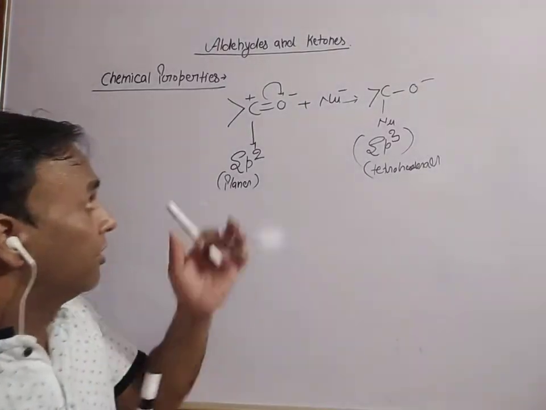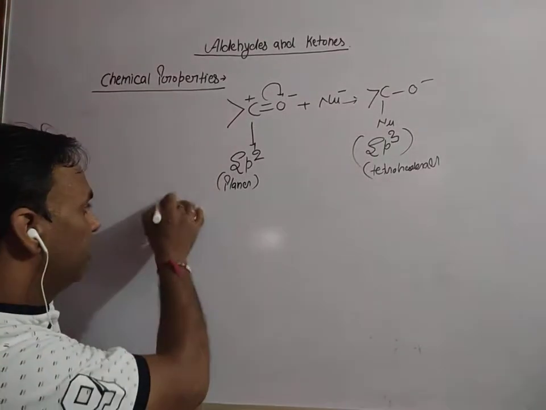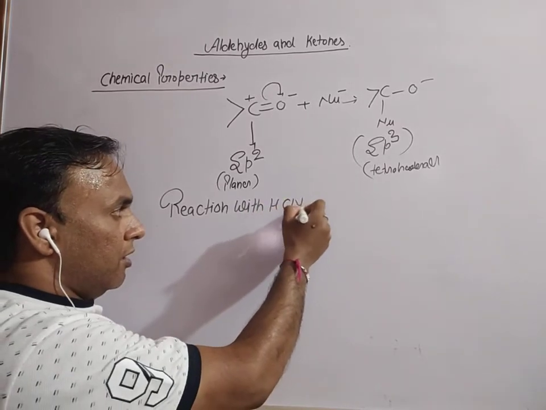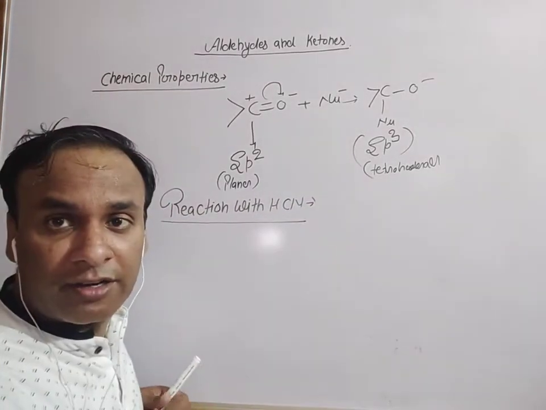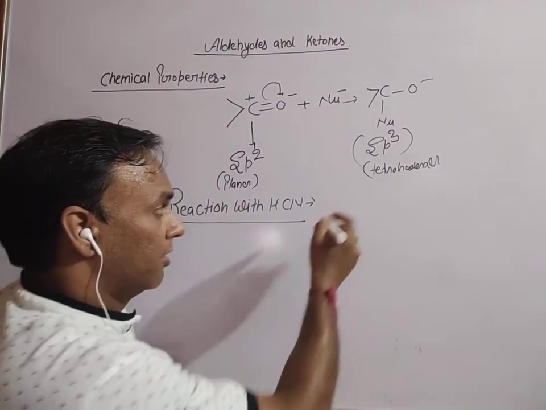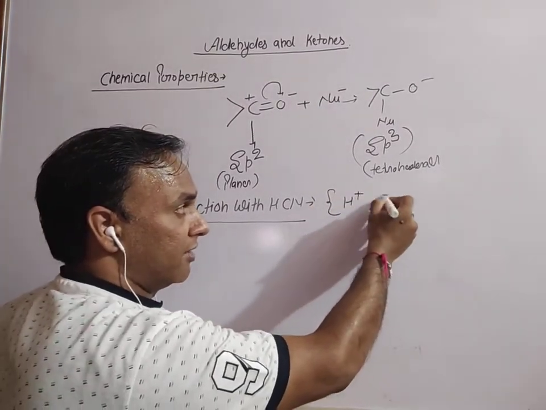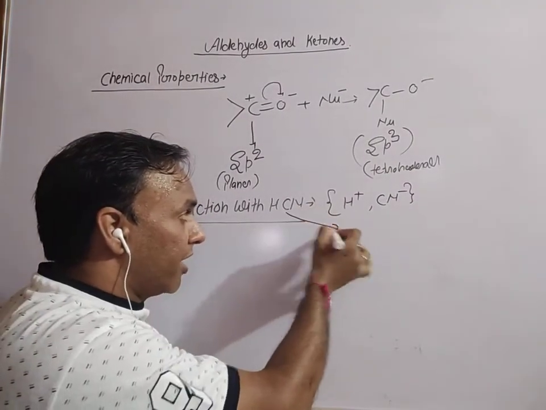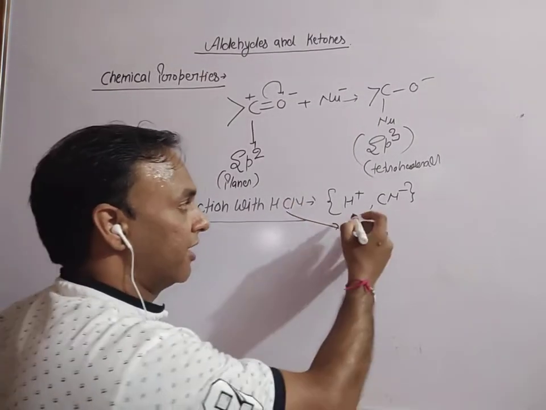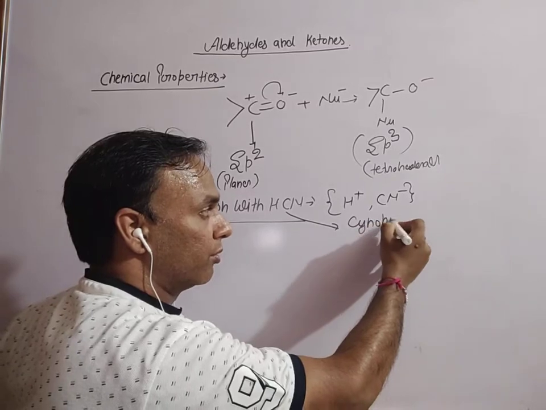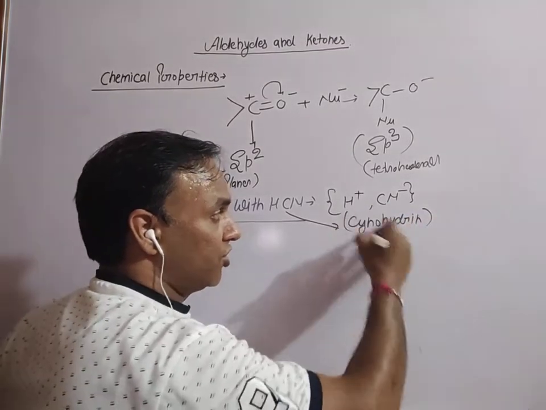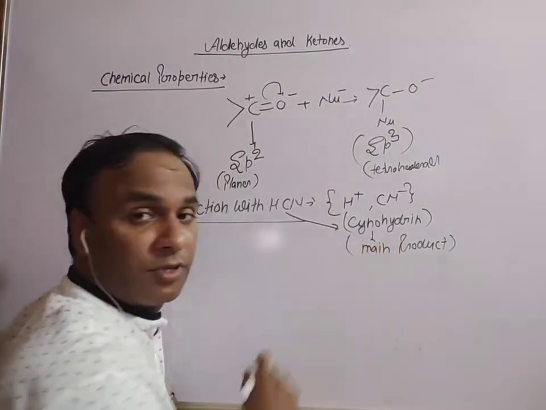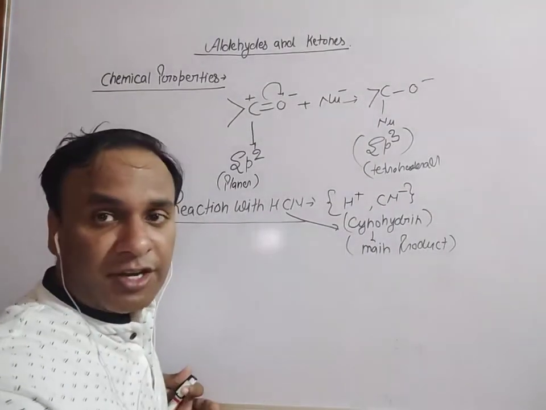The next reaction is the reaction with hydrogen cyanide, and we know that hydrogen cyanide dissociates into H plus and CN minus. Clear? Whenever any carbonyl compound reacts with hydrogen cyanide, it gives cyanohydrin as the chief product, the main product, due to addition reaction. How?